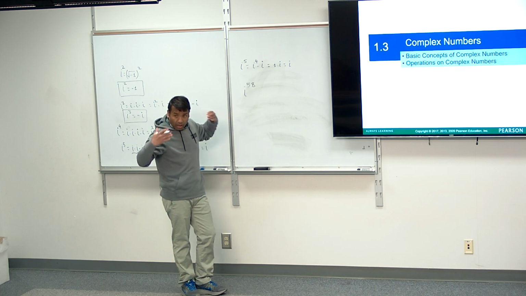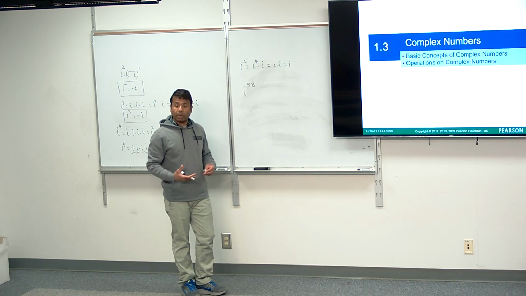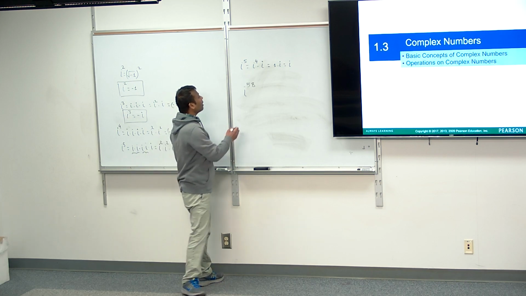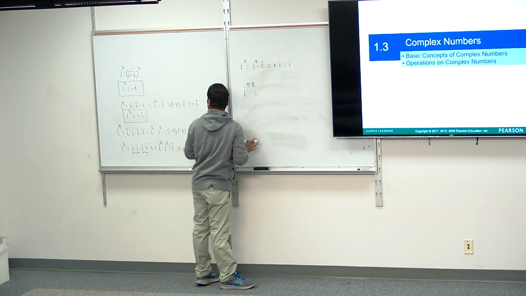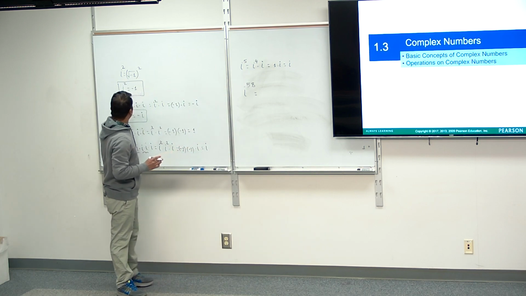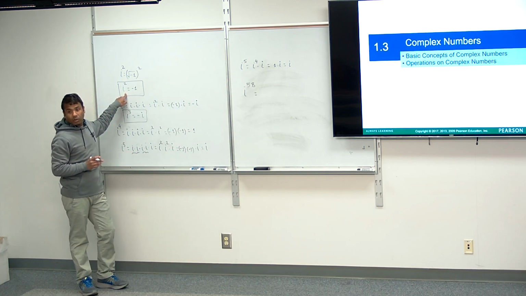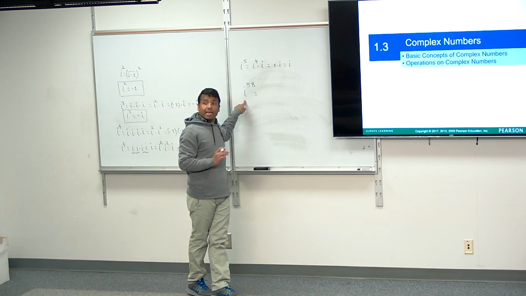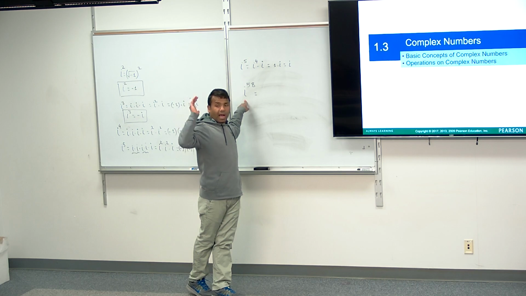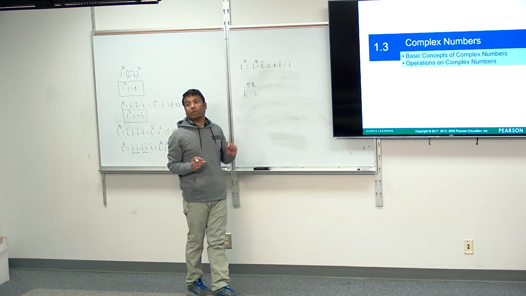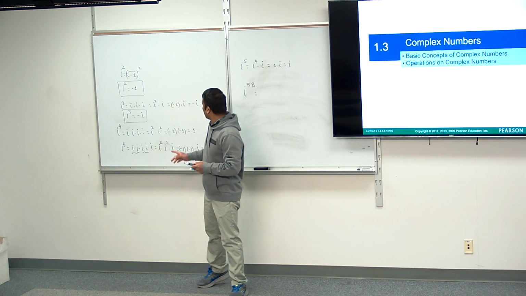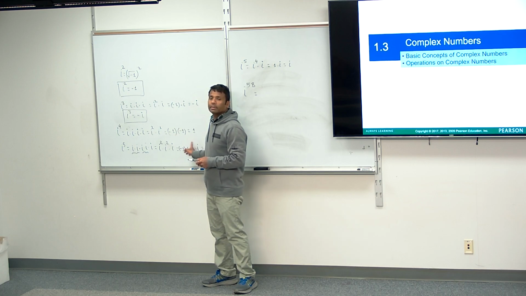Or if not, then I will evaluate. I will find the value of i to the power 58. Okay? So now, you know the value of i to the power 4. You know the value of i to the power 2, i squared. So you can rewrite this either in terms of i squared or in terms of i to the power 4. Because you know the value of i to the power 4, right? What is the value of i to the power 4? 1.